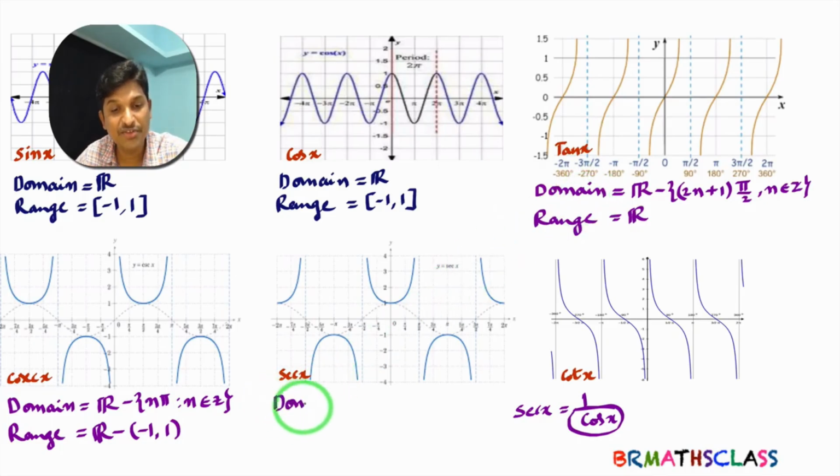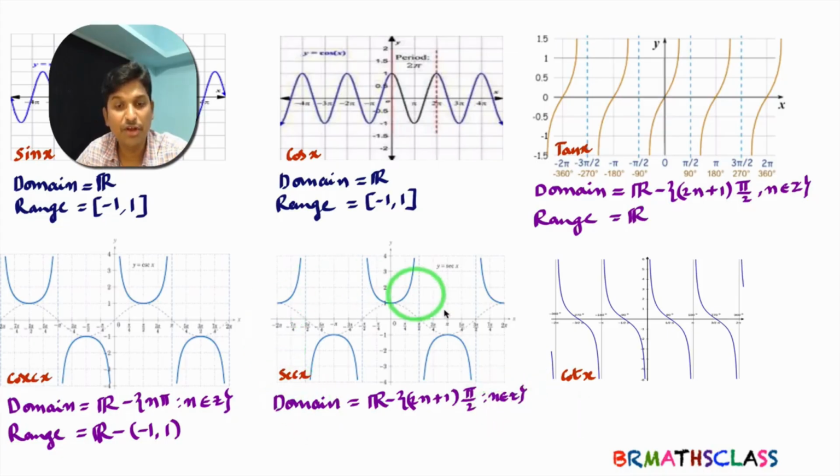What is the domain of secant x? The domain of secant x is all real numbers except odd multiples of pi by 2, because whenever cos x is 0, at that time secant x is not defined. From the graph also you can observe whenever pi by 2 is there, 3 pi by 2 is there, there will be a vertical line. At that point the function is not defined.